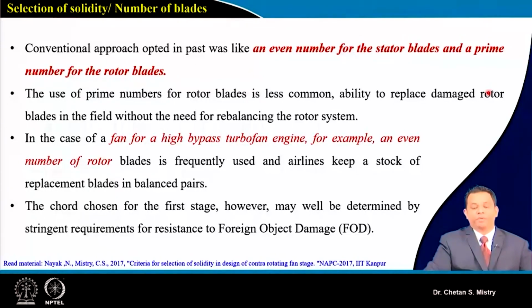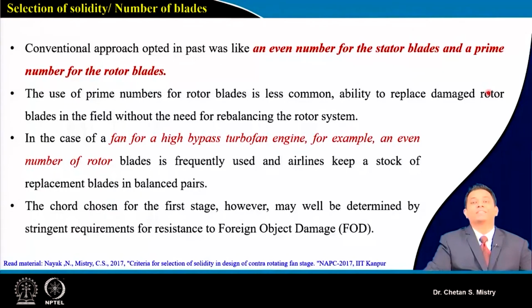Conventionally, in the past, people used to select an even number of stator blades and a prime number of rotor blades. That was not that logical in that sense, but based on understanding and study, they came up with this kind of configuration. Now, with a prime number of rotor blades, if one of the blades fails, we need to replace that blade, and that may require balancing again, which is a time-consuming process. For aero engines, time is also a major concern.